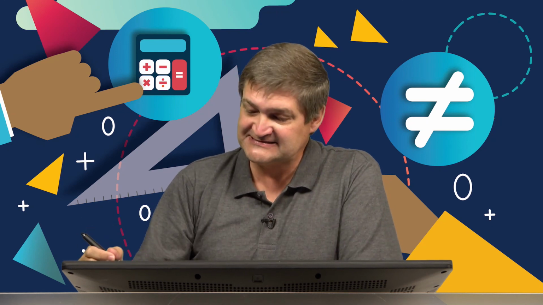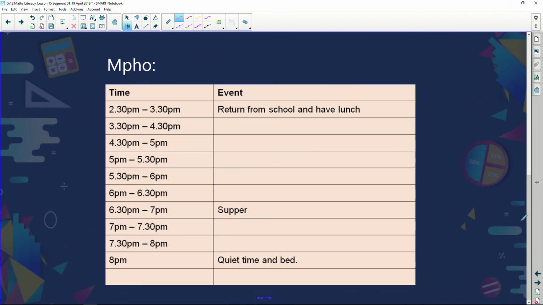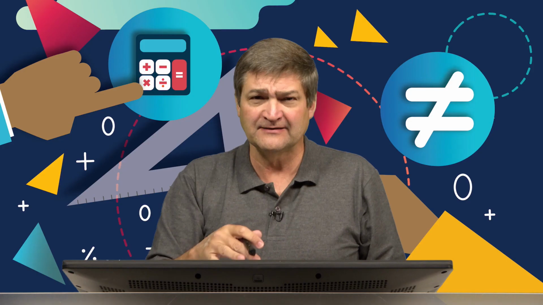We would do the exact same thing as well for Mpho, right? Where we look at what his day looks like. We put in the things that have to fit into a specific time slot. We do that first, and then the things that aren't defined by time, we can put them in the gaps, just like we did over here for Sipho. All right? Do we make sense?